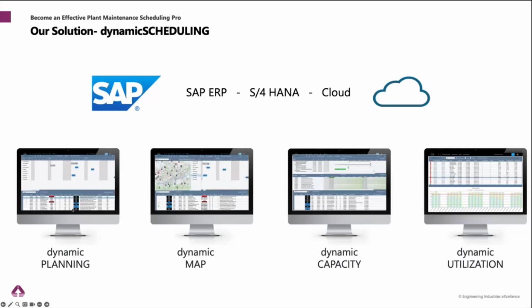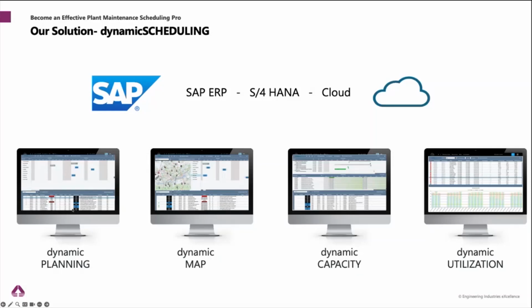So the solution mainly consists of a Gantt chart where you can do the manual planning. You could even do automated planning, considering information like availability of technicians, priority of orders, and qualification of the technician.